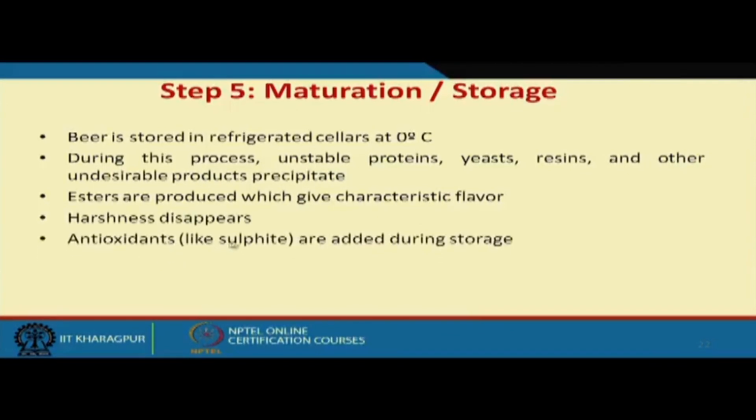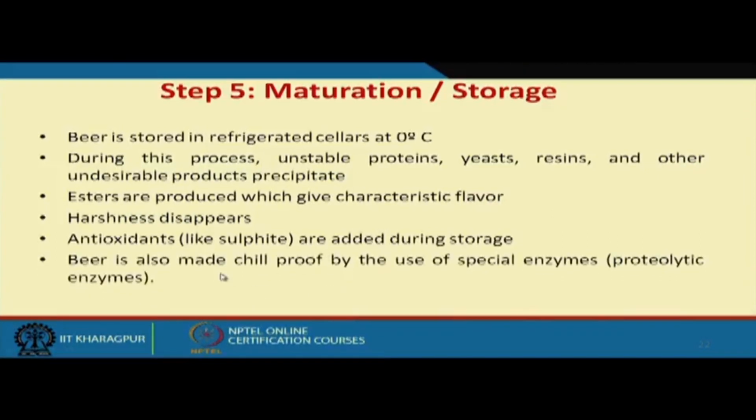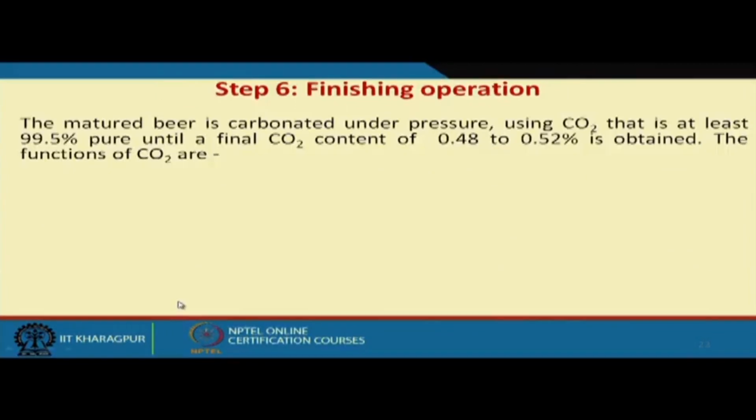Then antioxidant like sulfide is added during the storage because it increases the storability of the beer. Beer is also made chill-proof by using a special enzyme. I told you that during this maturation process we add some kind of proteolytic enzyme. The main purpose of adding proteolytic enzyme is to degrade the higher protein molecule into smaller protein molecules, so that even at low temperature the protein will not be precipitated out.